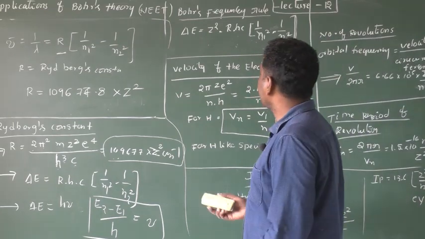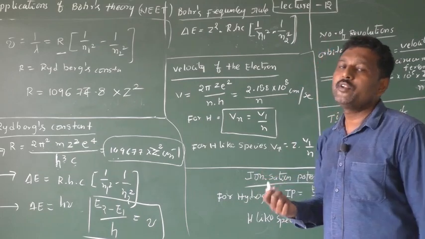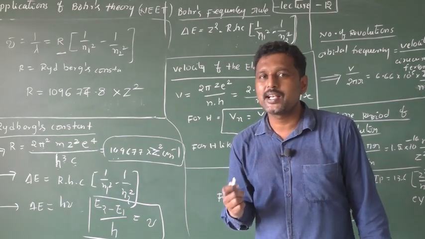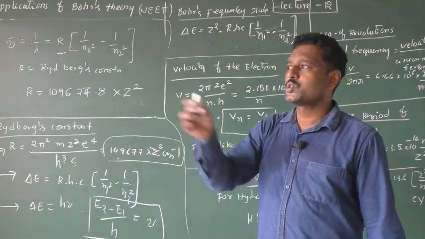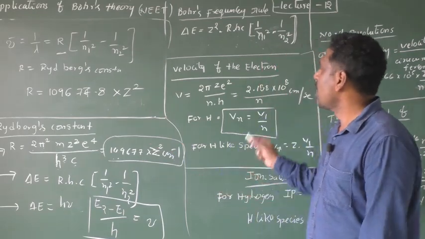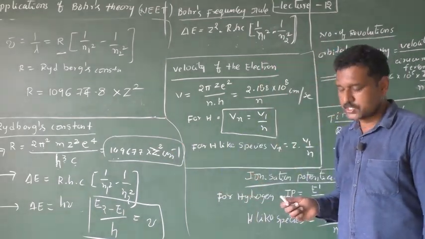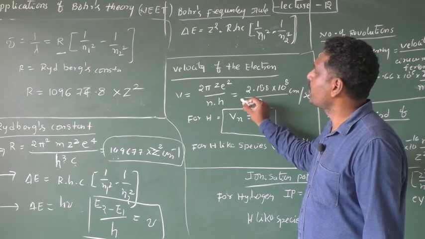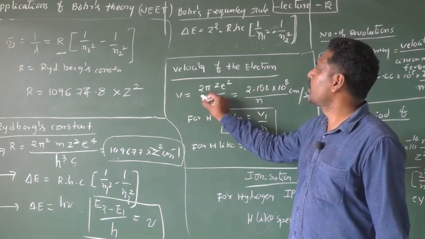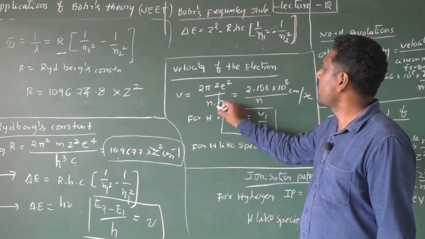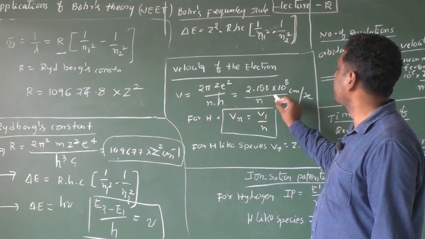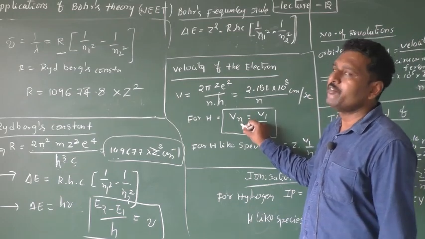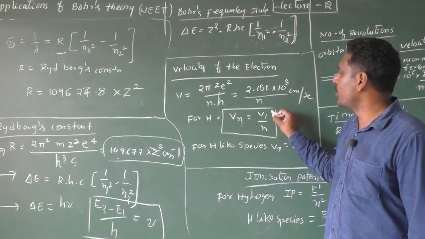After that, we confirm the velocity. According to Bohr's theory, the revolving electron has velocity. How can you calculate the velocity of the revolving electron? Velocity of the electron is derived from many equations. First, V equal to 2 pi Z square e square by n h equal to 2.188 into 10 power 8 by n centimeter per second. For hydrogen, Vn, the velocity in the nth orbit, equal to V1 by n.